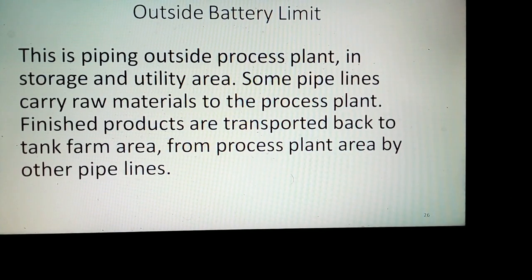Outside battery limit. This is piping outside process plant, in storage and utility area. Some pipe lines carry raw materials to the process plant. Finished products are transported back to tank farm area from process plant area by other pipelines.